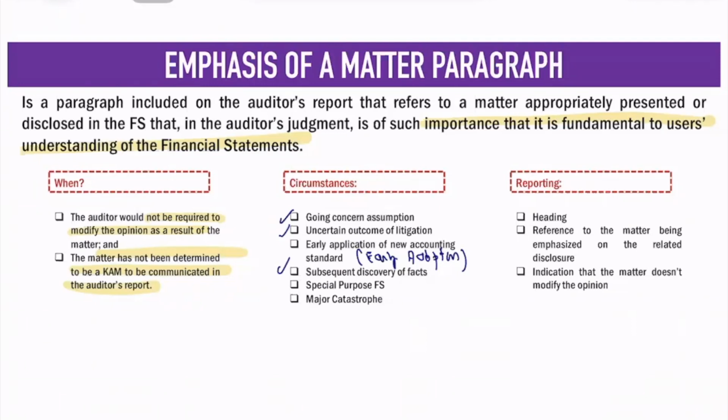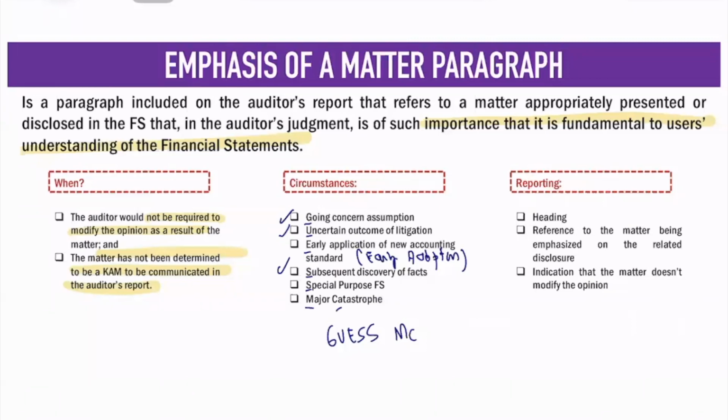Also, if there is a major catastrophe which has now a significant effect on the financial position, which now requires a disclosure on the FS, then you can place an emphasis of a matter paragraph. So normally our mnemonic here is GUESS MC. Yes, MC. Going concern, uncertainty of litigation, early application of standard, subsequent discovery of facts, special purpose FS, and major catastrophe. Now, how will you report an emphasis of a matter paragraph?